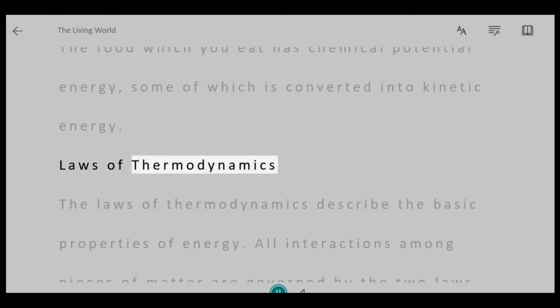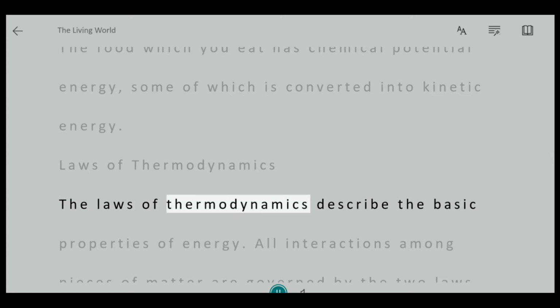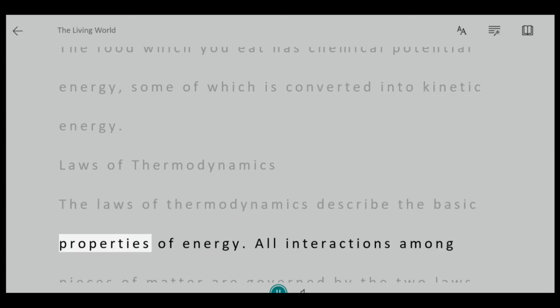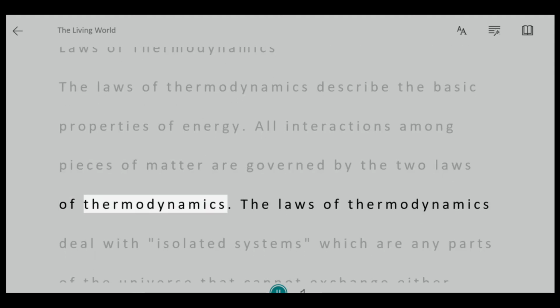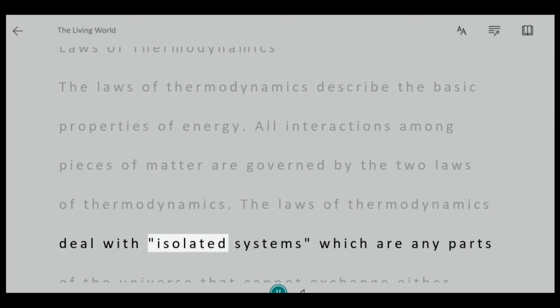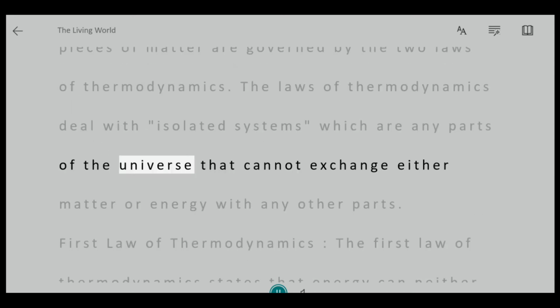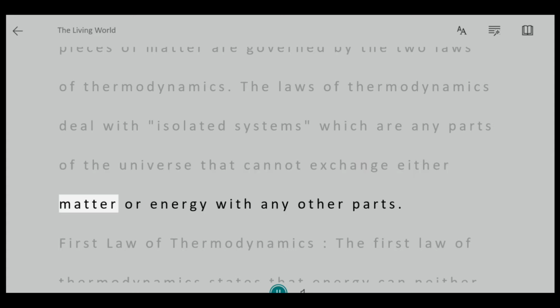Laws of thermodynamics. The laws of thermodynamics describe the basic properties of energy. All interactions among pieces of matter are governed by the two laws of thermodynamics. The laws of thermodynamics deal with isolated systems, which are any parts of the universe that cannot exchange either matter or energy with any other parts.